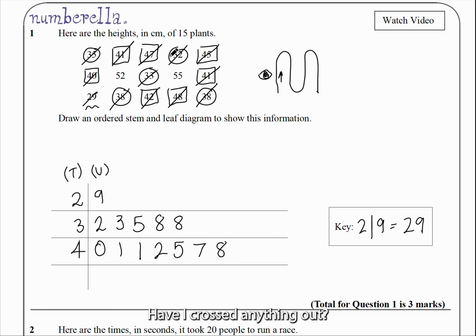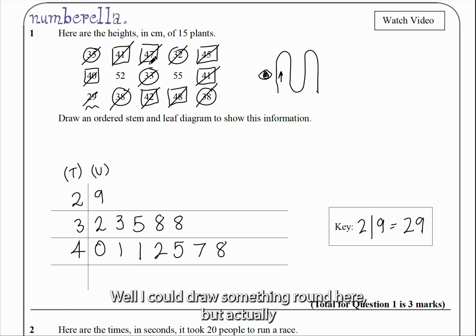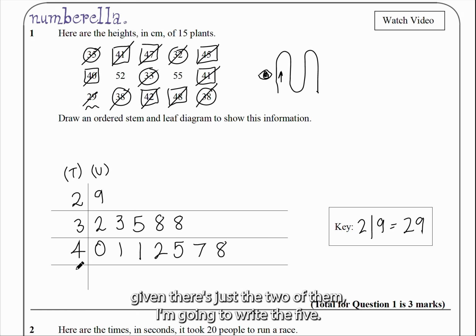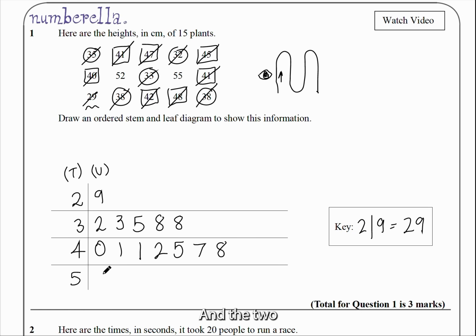Okay. Have I crossed everything out? Yes. What have I got left? I've got a 52 and a 55. Well, I could draw something around here, but actually, given there's just the two of them, I'm going to write the 5 and the 2. Cross it out, and then the 5 and the 5. Cross it out.